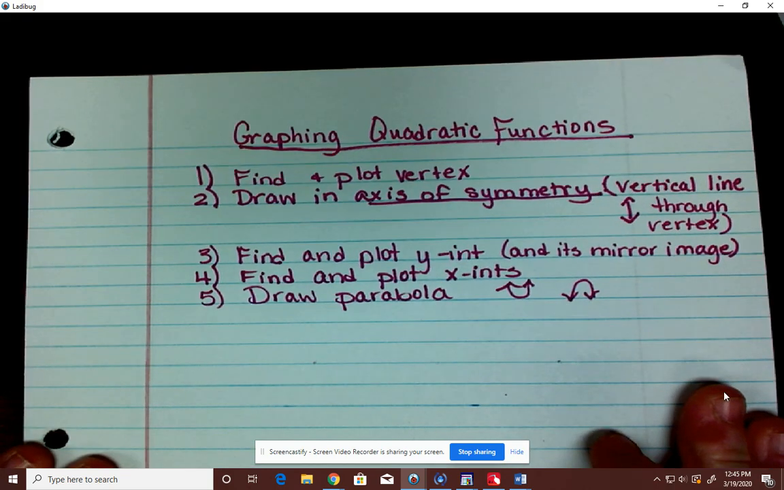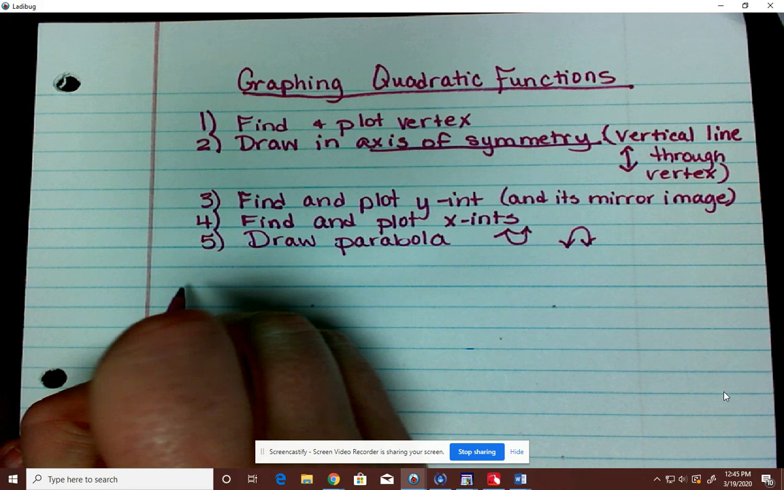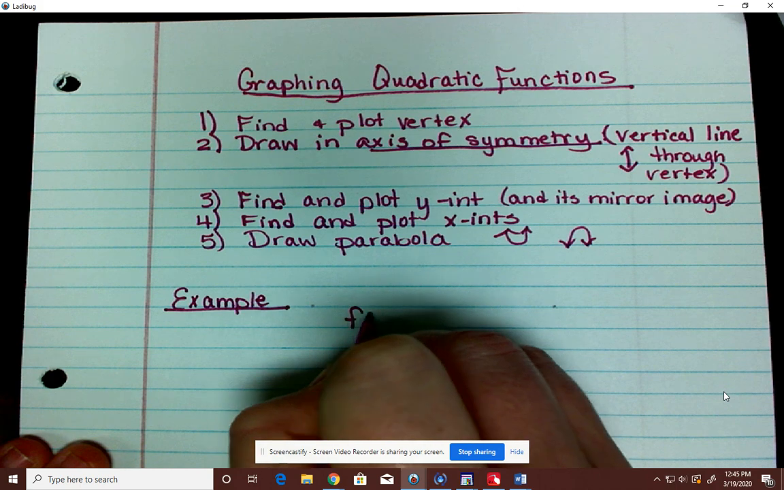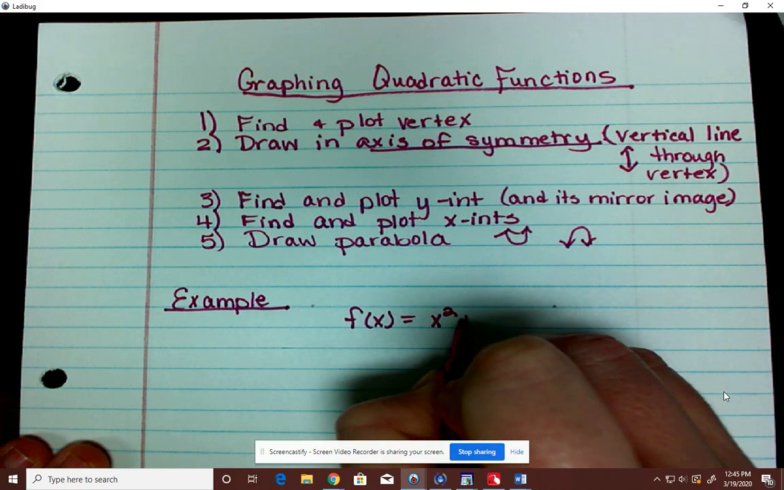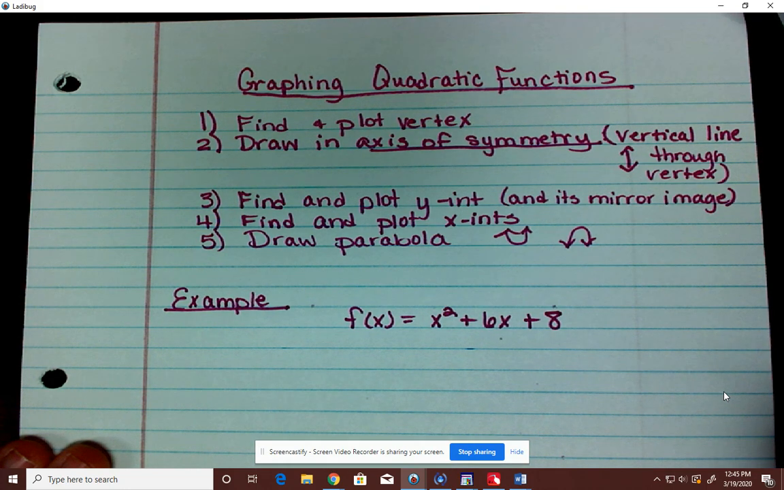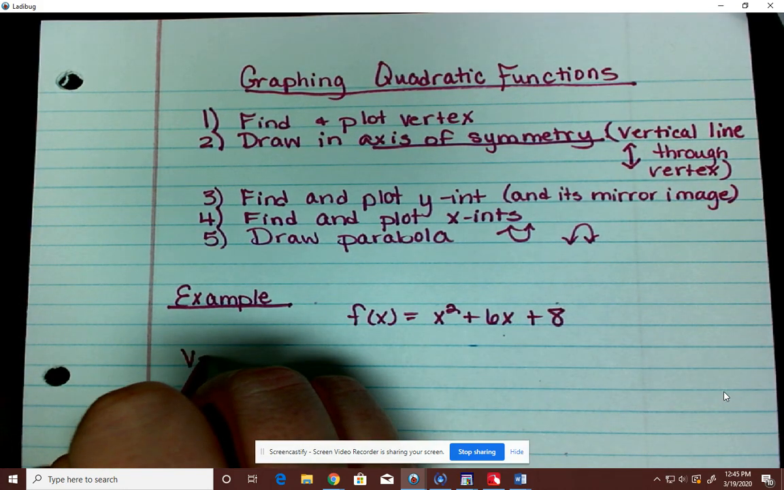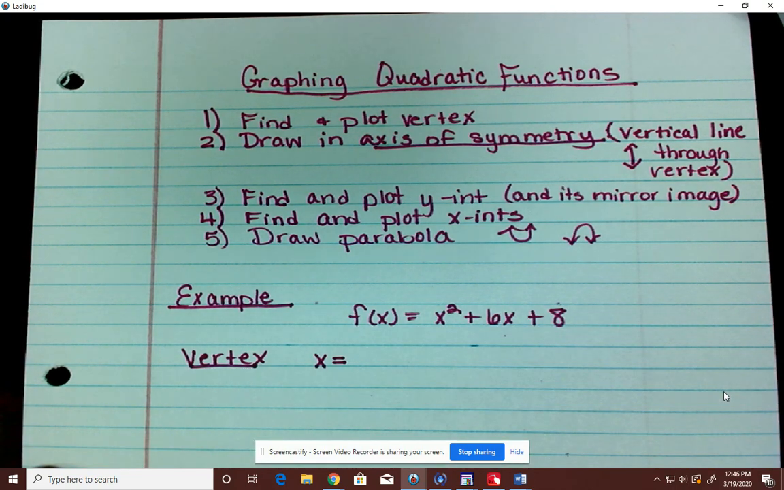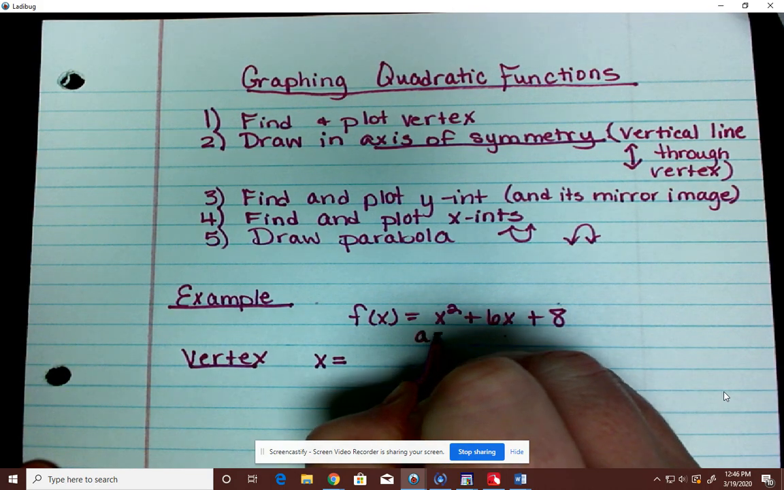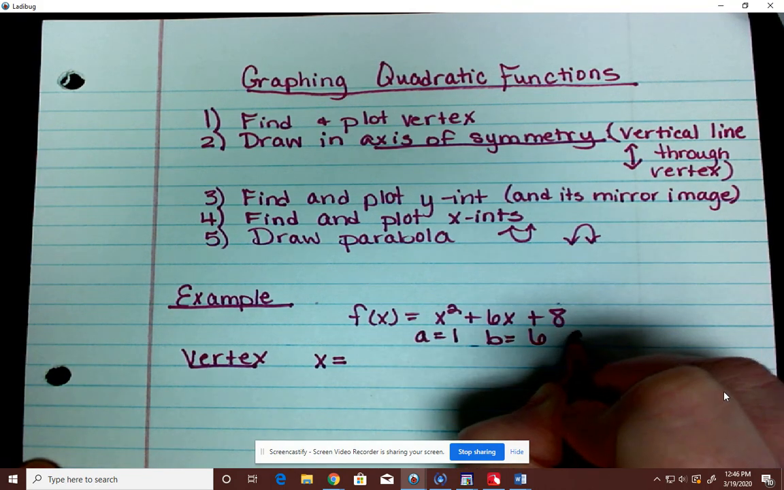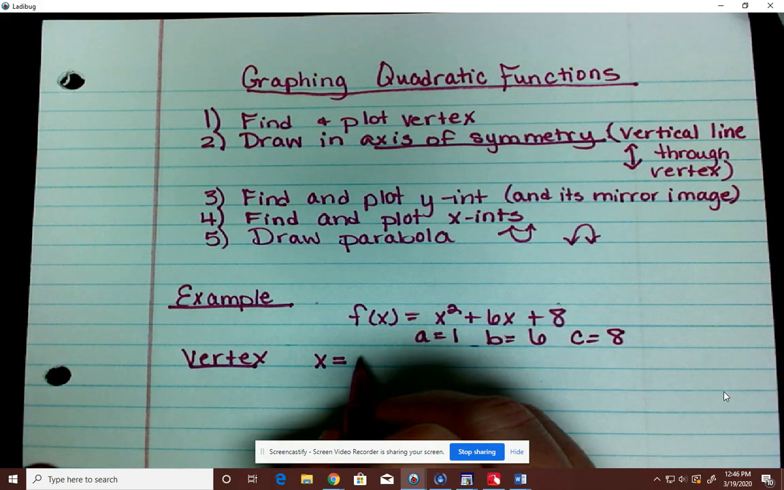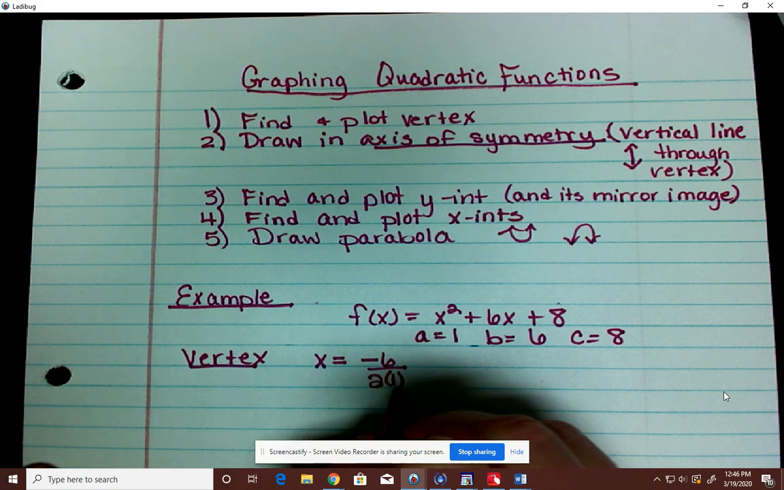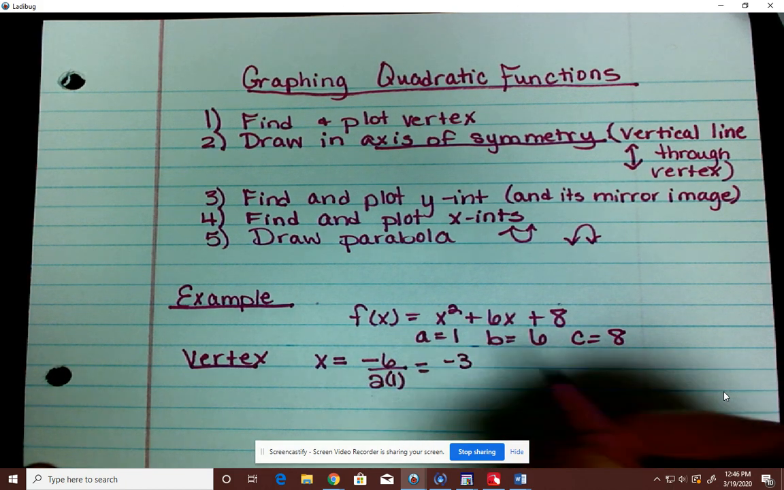Alright, so our first example, we have f(x) = x² + 6x + 8. So the first thing we're going to do is find that vertex. To find the x value, we do -b/2a. So let's go ahead and identify a, b, and c. So a is 1, b is 6, and c is 8. So when I do -b over 2a, that's going to be -6 over 2 times 1. -6 over 2 is -3.